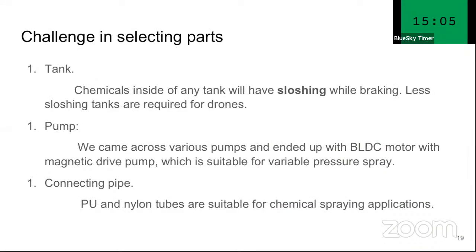For example, when you now look at the tank, as I was speaking, the chemicals inside of the tank will have sloshing while braking. So typically, we will have the drone go from one end of farm to the other end, and then it now stops, and then it now displaces itself to the side, and then now goes through another motion in the opposite direction from one end to the other end, and then it stops, and then it shifts back again, so it's kind of like rastering.